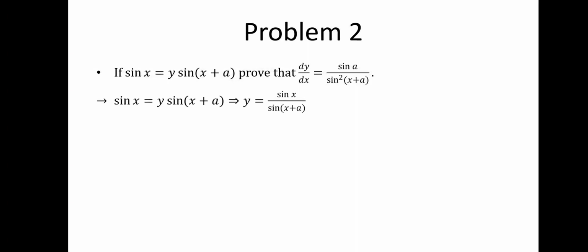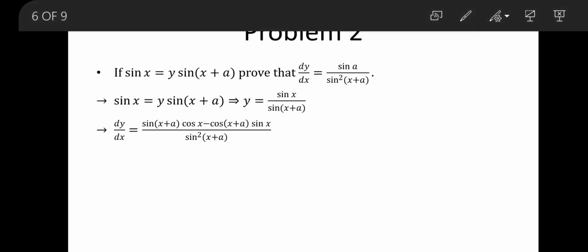In this case, it is given sin x equals y sin(x plus a). I can definitely separate y and x, which makes the problem a little easier to work. Now I will do the simple normal derivative. When I am doing the derivative of u by v, that is v square in the denominator, then v du/dx minus u dv/dx. That's exactly what I have written. And then you can see I have sin(x plus a) into cos x minus cos(x plus a) into sin x.